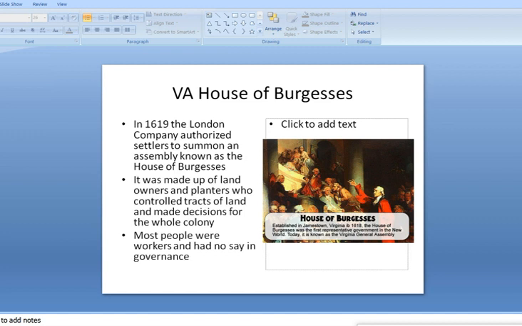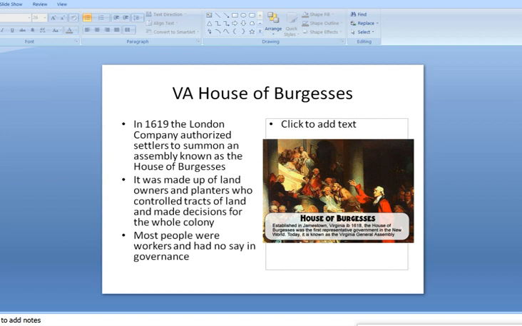In 1619, which is, yes, the same year the slaves are brought in to Jamestown for the first time, we have the original sin of slavery beginning. We also see government becoming more democratic. The British East India Company, based in London, is going to authorize settlers to summon an assembly known as the House of Burgesses, basically a House of Representatives.